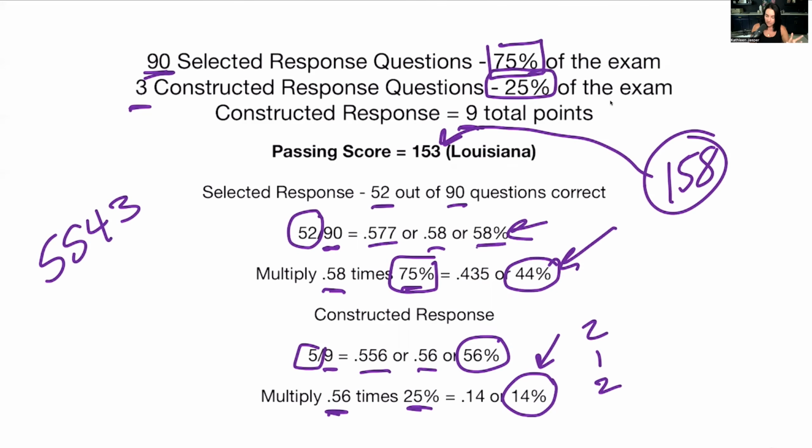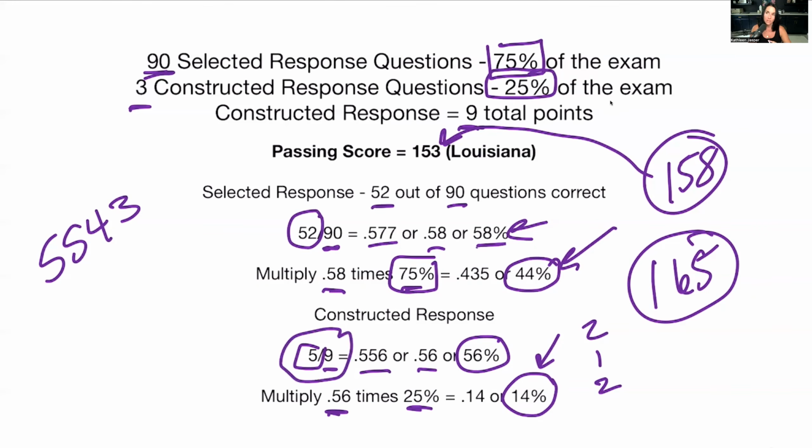All right. I would say if you did this and you got like a 165, something like that, you're in the safe zone. But still, again, I always say 75% correct on the selected response. And if you got 75% correct on this selected response, this low score on the constructed response would be okay, because that selected response, or the multiple choice, would push you up.